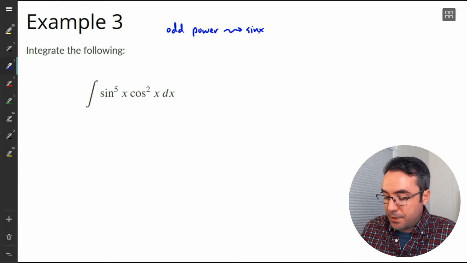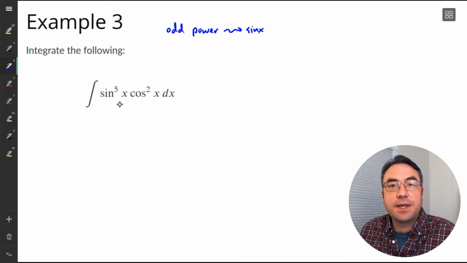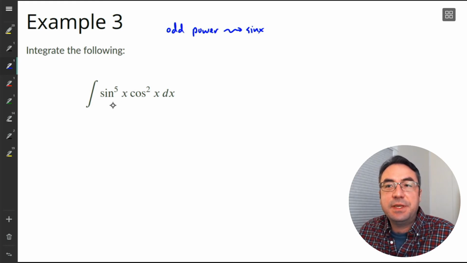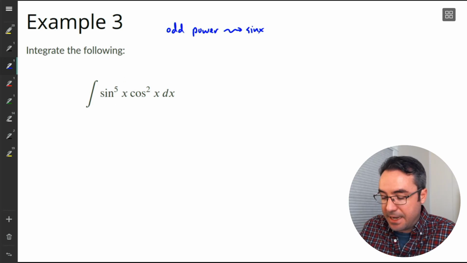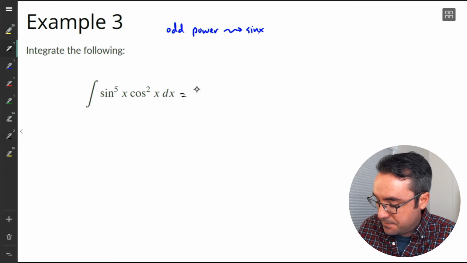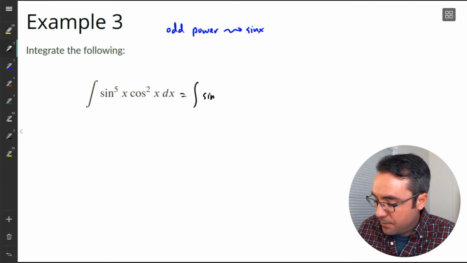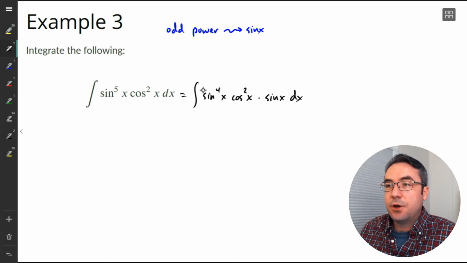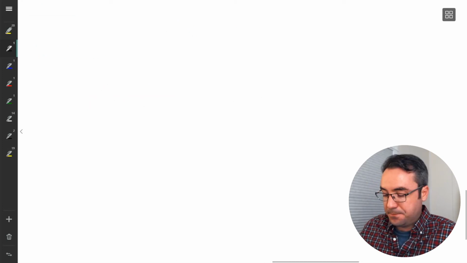So we're going to look at that sine of x raised to the power 5. There are 5 copies of sine right here. We're going to take one of them and move it next to the dx. So we get sine raised to the power 4 of x times cosine squared of x times sine of x dx.